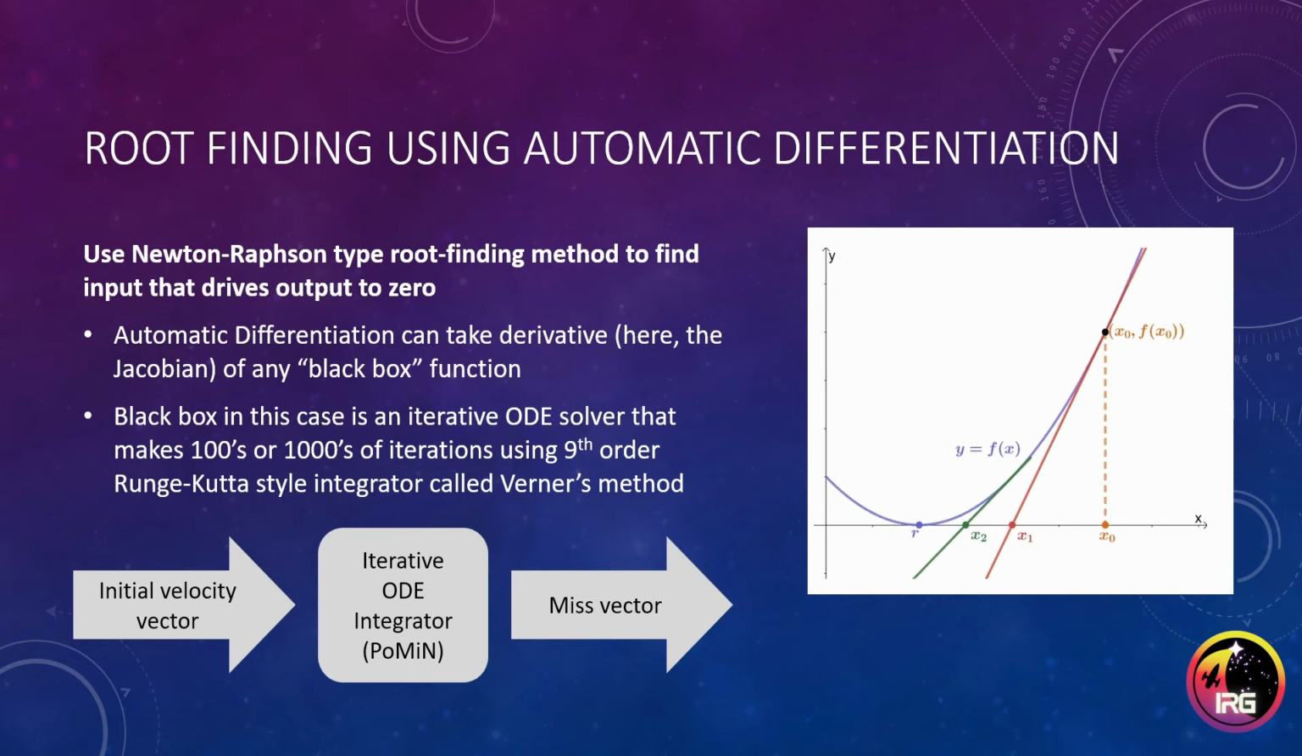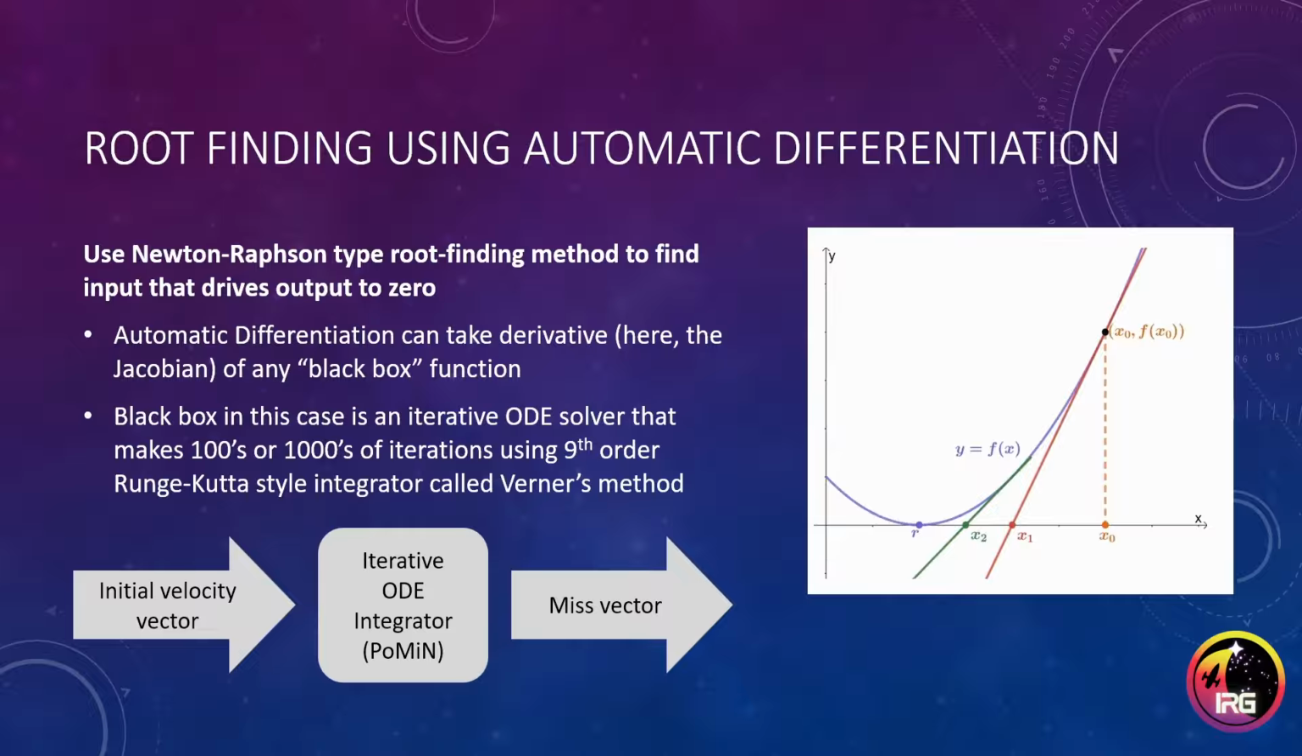And what we did is we used Newton's method on our integrator here using automatic differentiation. Automatic differentiation is a modern marvel of scientific computing, in my opinion, because it can take the derivative of any black box function. In this case, our black box is this iterative integrator, which performs hundreds or thousands of iterations using a 9th order Runge-Kutta style differential equation integrator. And in this case, we use one called Verner's method.